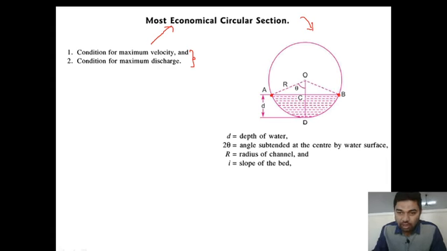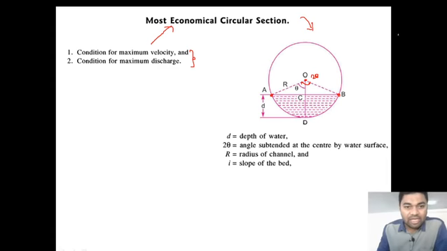This surface of the water is making an angle 2 theta. This red line which you can see, this is 2 theta. The surface AB is making an angle 2 theta with the center of the circular channel. So R is the radius of the channel and I is the slope of the bed.